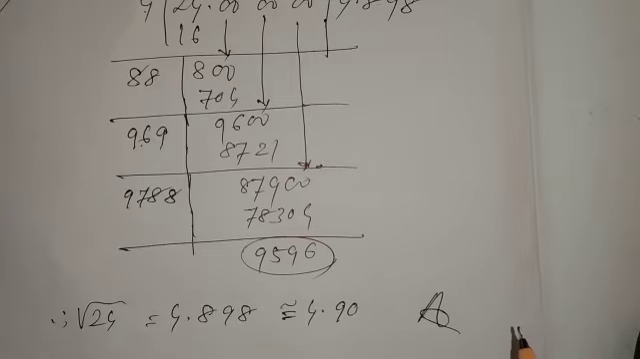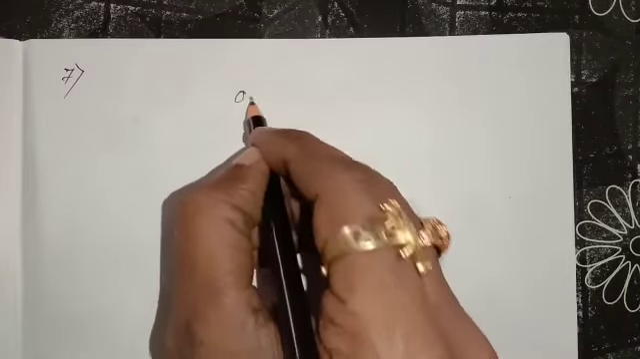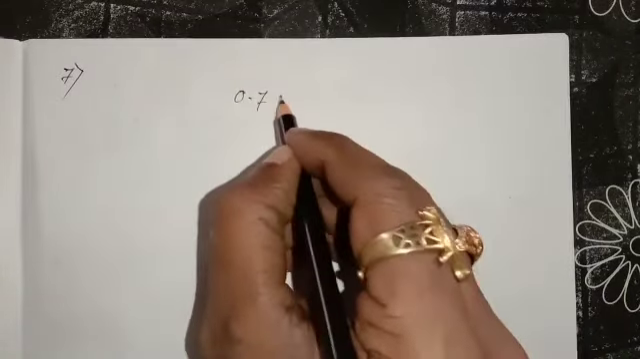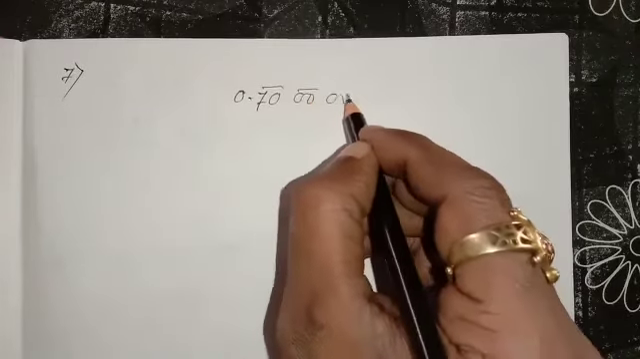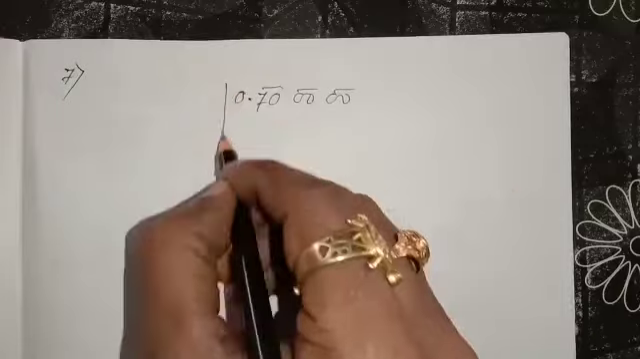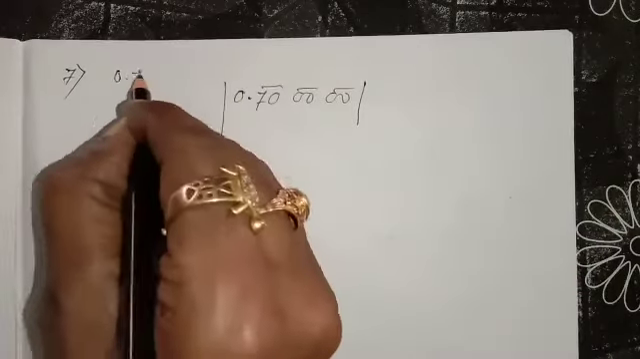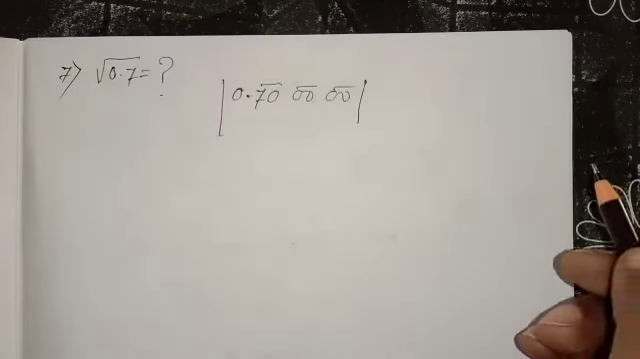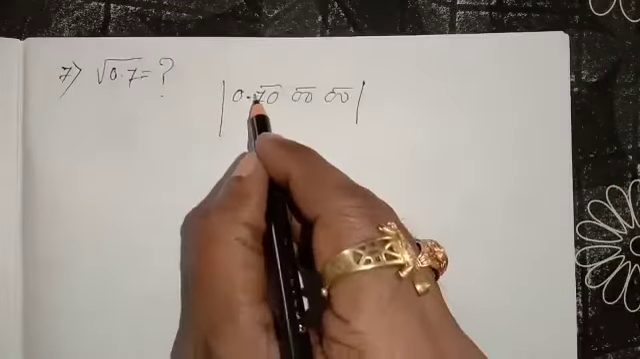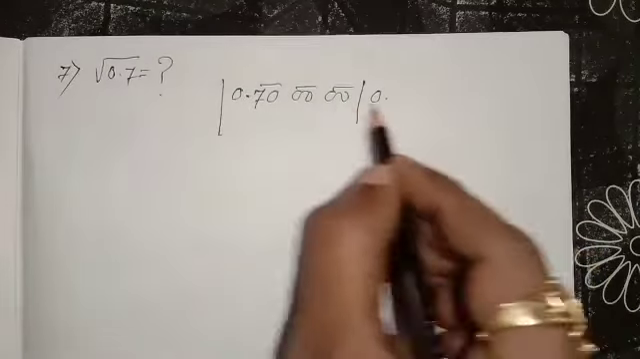Let us go to one more question. Question number 7 I am doing, that is giving the square root of 0.7. For 0.7, you have to make the pairs like this, 7 0 0 0, 3 pairs at least after the point. The question given is the square root of 0.7, which you have to find by the long division method. The first thing you write is 0 point here, because the starting point is 0 point.